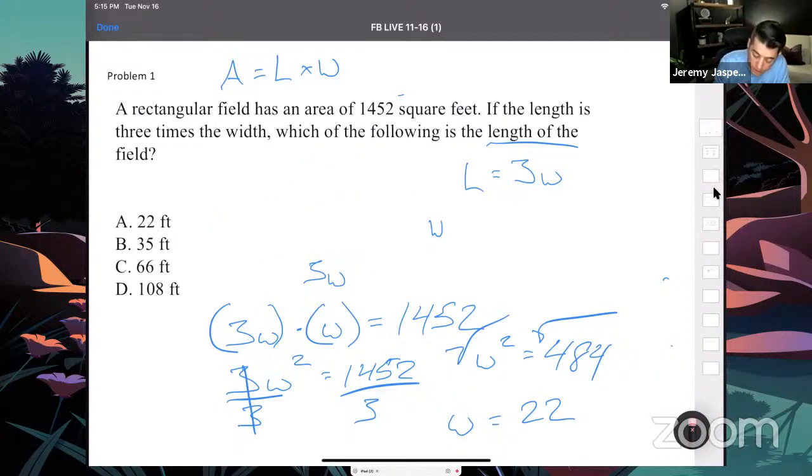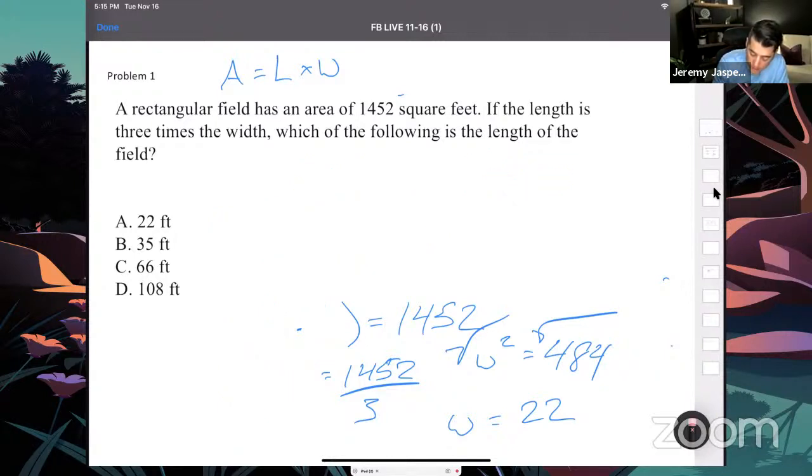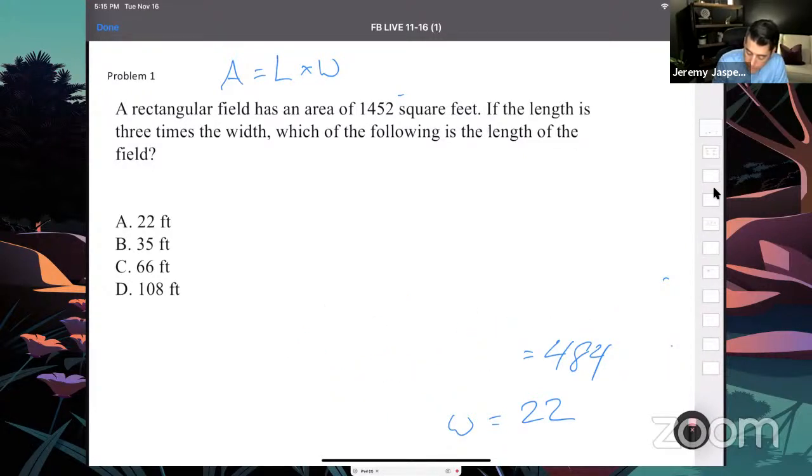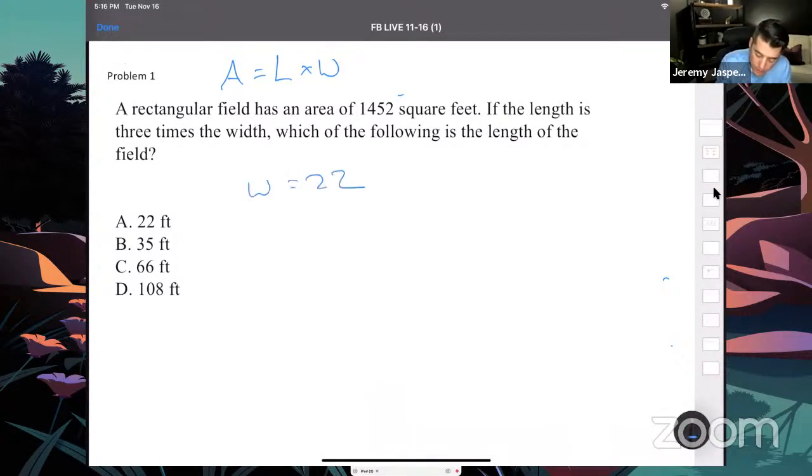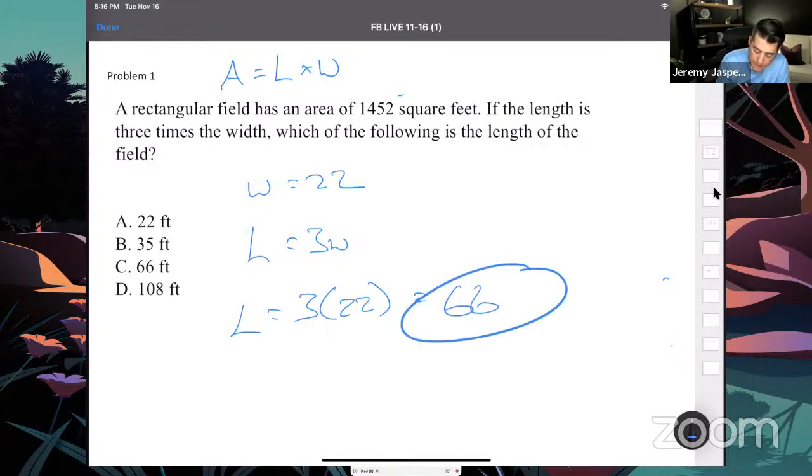So if I go ahead and make some room here so that we're looking for our length, but we could only solve for the variable L or width. So width equals 22, length equals 3W. So now length is equivalent to 3 times 22, which is 66. And that's our correct answer. And that is C.